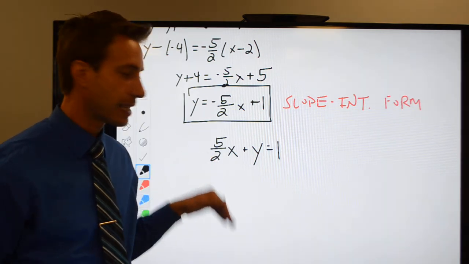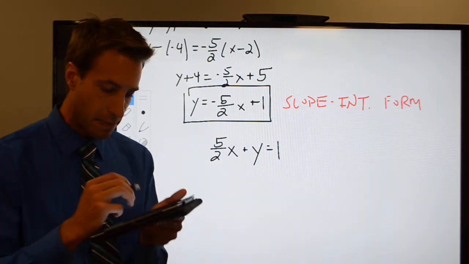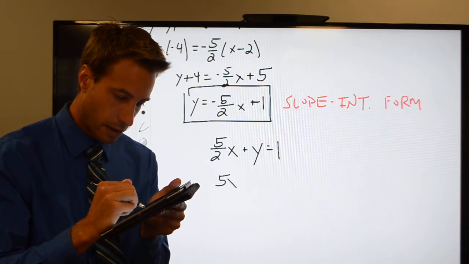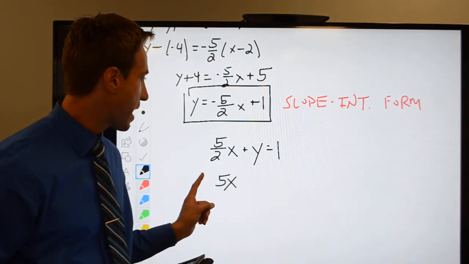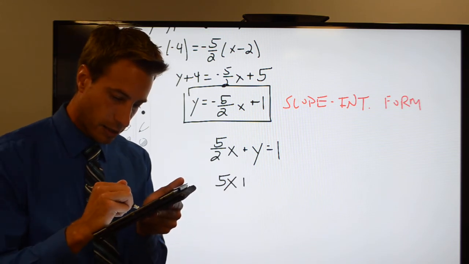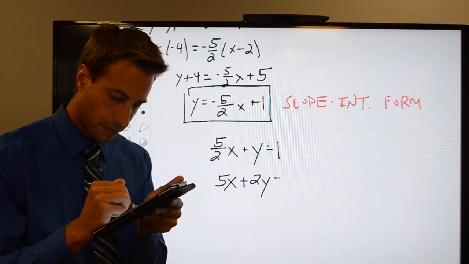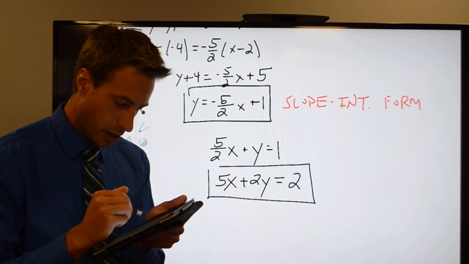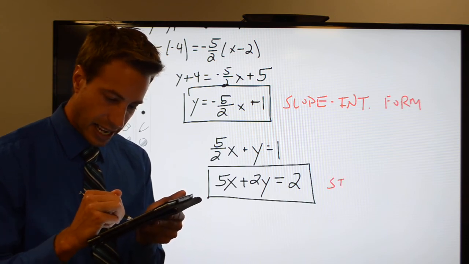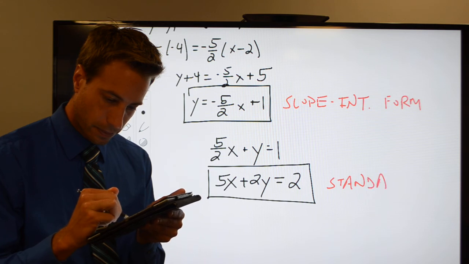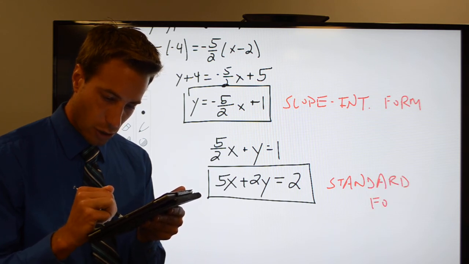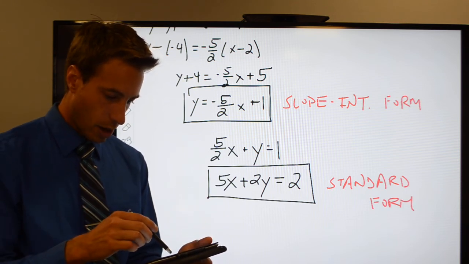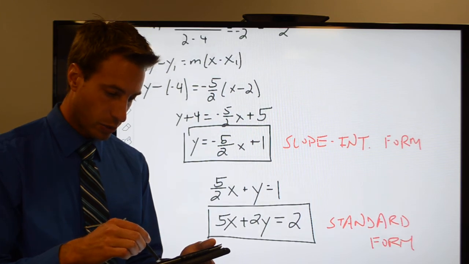Well, since I'm dividing by 2, let's multiply everybody by 2. 5 halves times 2, the 2's cancel, and I'm left with 5x. Okay, great. Then I'm going to multiply this guy by 2, which means I have plus 2y. And 1 times 2 should be 2. So it looks like what I'm looking for is this guy right here, which is now in standard form. Should hopefully match one of my answer choices. Let's head on up here and see what we've got. 5x plus 2y equals 2.